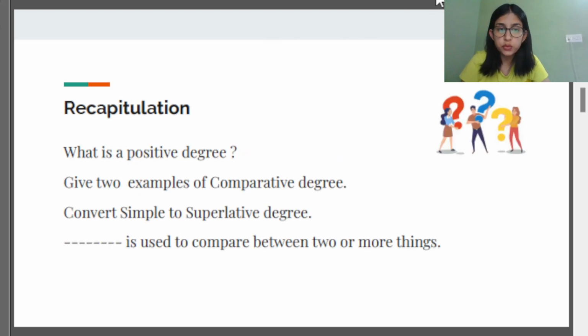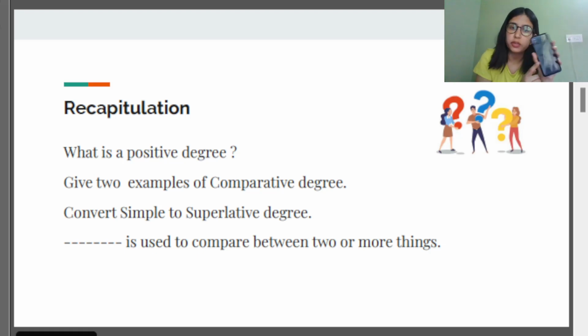Yes. So we'll do a quick recap of what we have done today. Okay, so we have discussed the different types of degrees that are there when we talk about adjectives. First we discussed the positive degree. An adjective is said to be in positive degree when no comparison is drawn, and it is just describing the noun, or just telling us the quality of the noun.